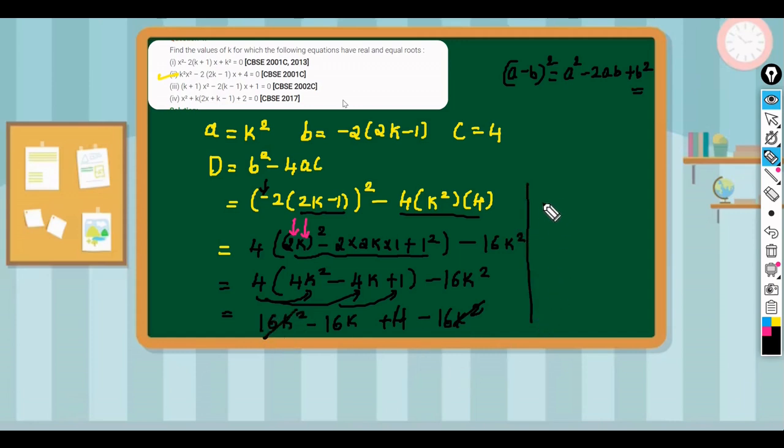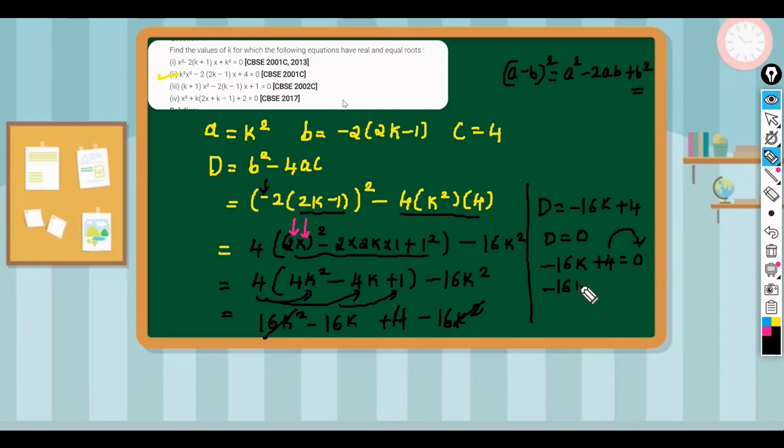Minus 16k square plus 16k square goes. What is d value remaining now? Minus 16k plus 4 is remaining. And they have given you the roots are real and equal, so put d equal to 0. That means you are going to equate this term to 0: minus 16k plus 4 equal to 0.